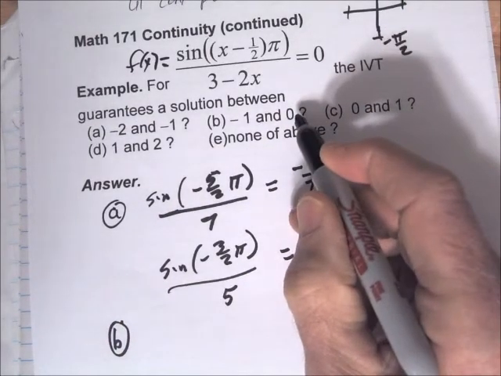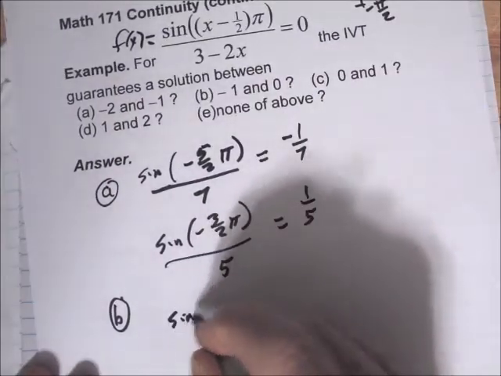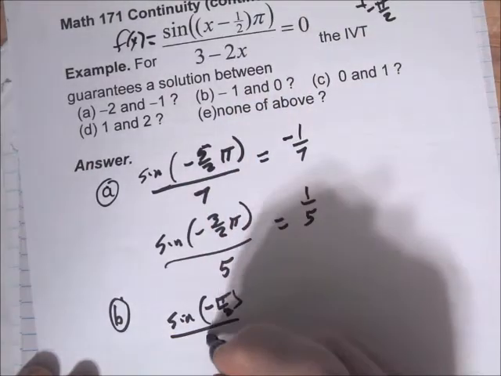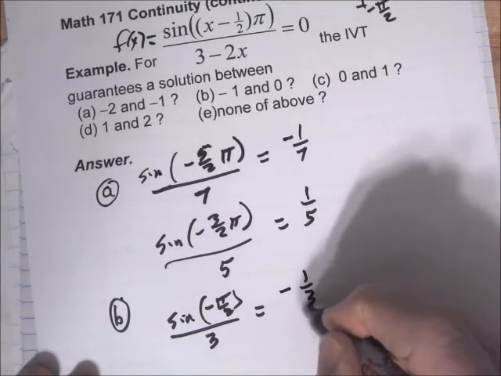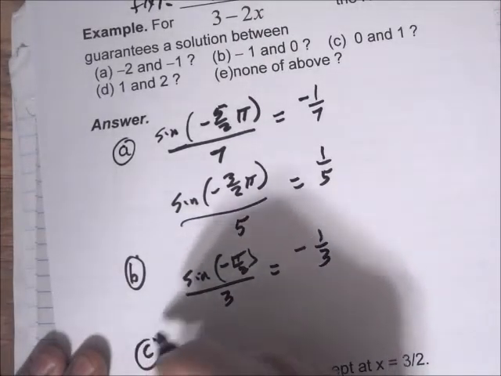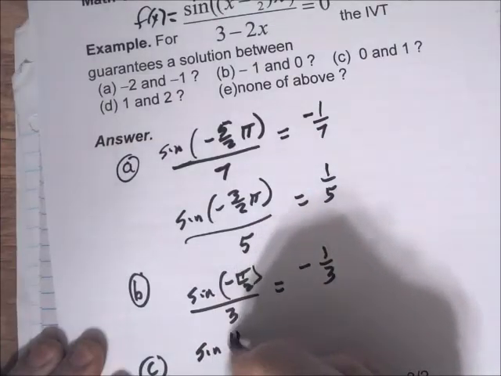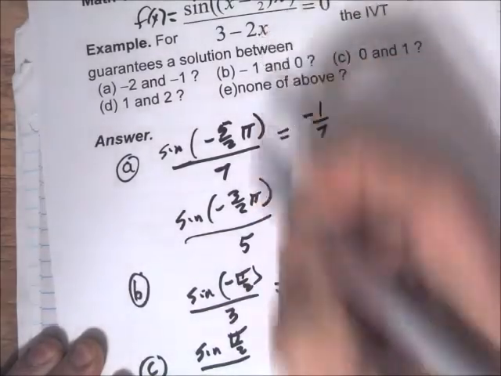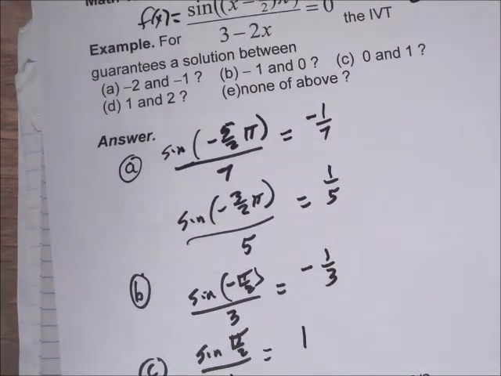If we do f of 0, 0 minus a half is minus a half. So this is sine of minus pi over 2, and the denominator will be 3 now. So this is going to be -1/3. So we have another sign change there. And then C, f of 1. 1 minus a half is a half. So now we're going in the positive direction. And the denominator is 1, so this is just going to equal 1. So we have a lot of sign changes.